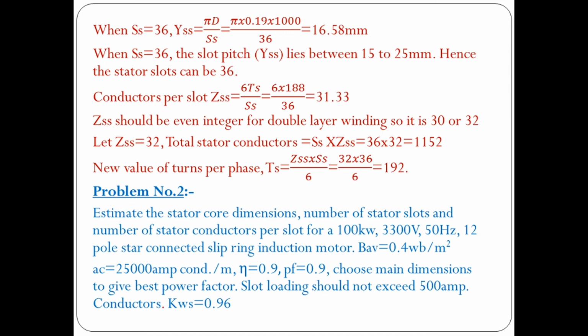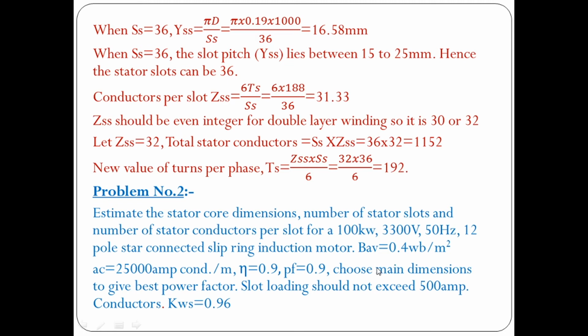Estimate the stator core dimensions, number of stator slots and number of stator conductors per slot for a 100 kilowatt, 3300 volt, 50 Hz, 12 pole star connected slip ring induction motor. So you have to calculate the stator core dimensions, number of stator slots and number of stator conductors per slot of a 100 kilowatt 3300 volt 50 hertz 12 pole star connected slip ring induction motor with the BAV value, that is the specific magnetic loading, as 0.4 Weber per meter square.